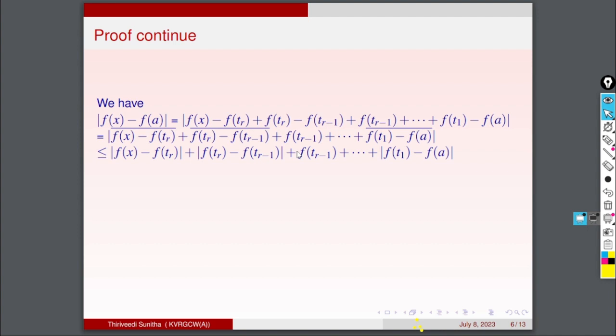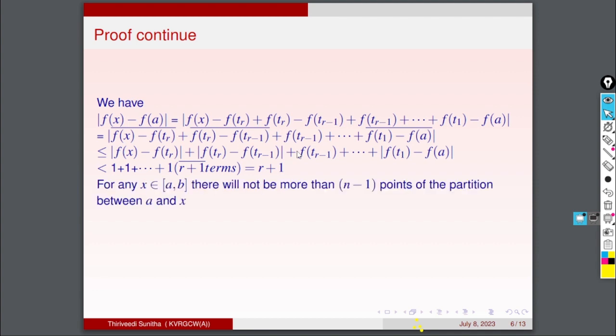So by Borel's theorem, there we took epsilon equal to 1. So every term is less than 1. So 1 plus 1 plus 1, so on, r plus 1 terms, which is equal to r plus 1.